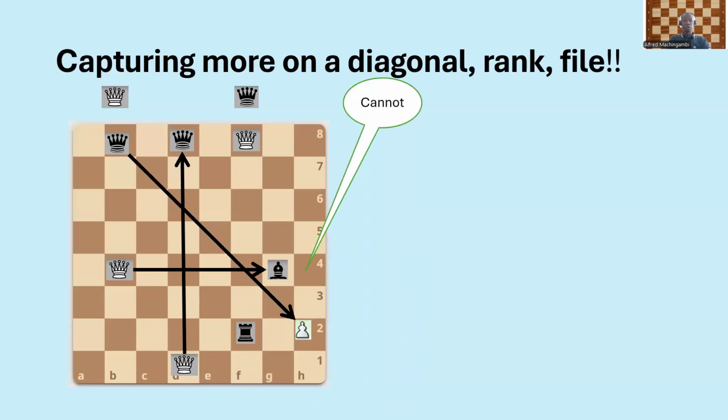Then H4. It cannot go to H4 because it cannot jump over the other pieces. As you can see there, it can capture the rook on F2.